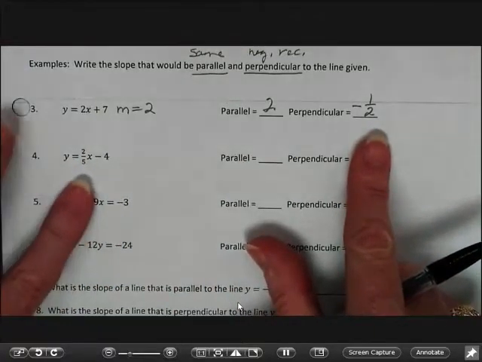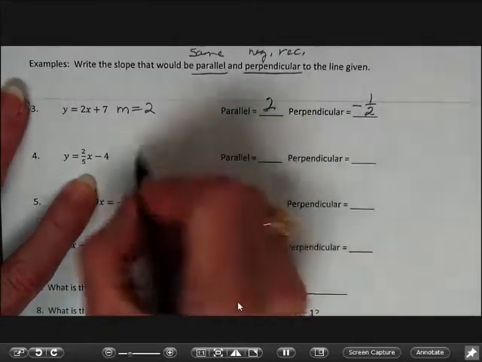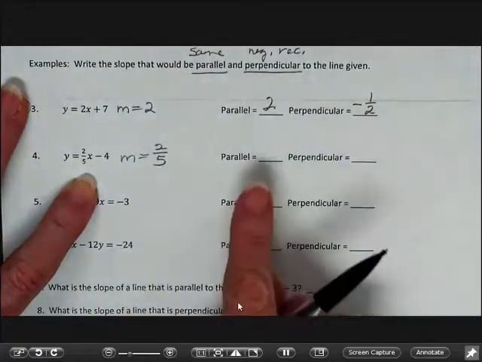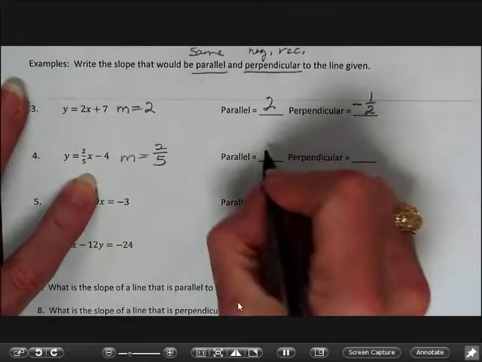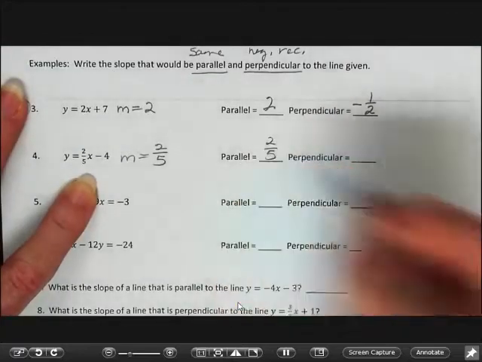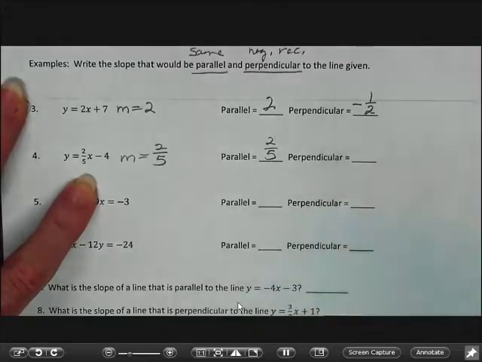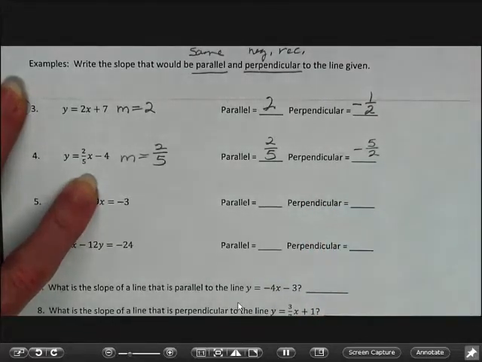Let's do the same thing on number 4. So what's my original slope? m equals 2/5. So what would the slope of a line that is parallel be? 2/5. And what would be the slope of a line that is perpendicular? Negative 5/2. Good. So you just flip it over and you change the sign.